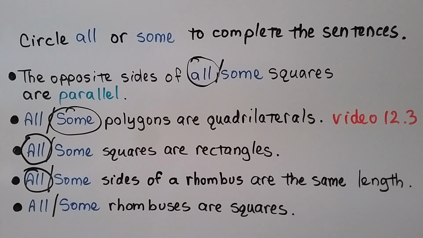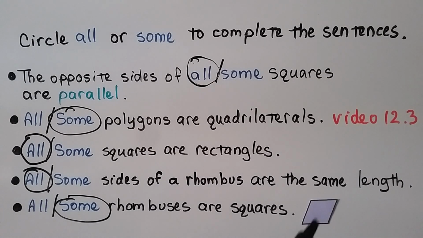Well, to be a rhombus, it needs 4 equal side lengths and 2 pairs of opposite sides that are parallel. So some rhombuses are squares, but not all of them, because a rhombus could be different than a square, couldn't it? A rhombus could look like this, couldn't it? That's not a square.